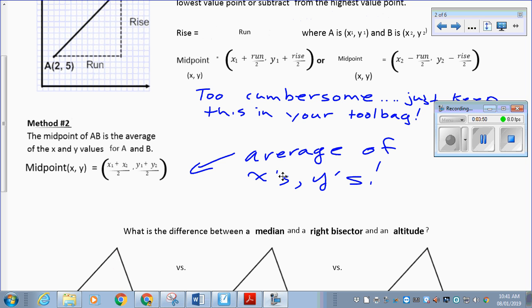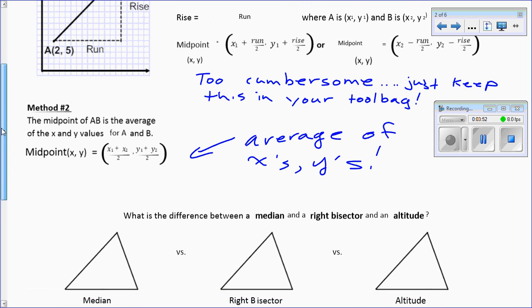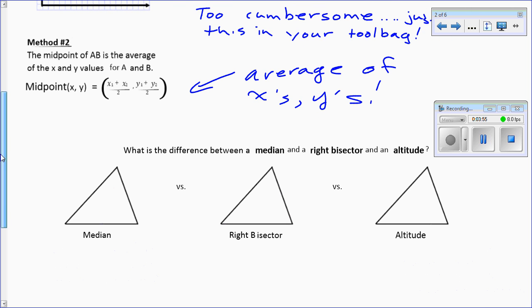And now let's discuss what a median, right bisector, and an altitude are. A median is basically one side of your triangle that's split in 2. If it's split in 2, that means we have a middle point between the endpoints, right? And we call that the midpoint of the line segment. From the midpoint of the line segment, we connect to the opposite corner of your triangle, and that is what we call a median.